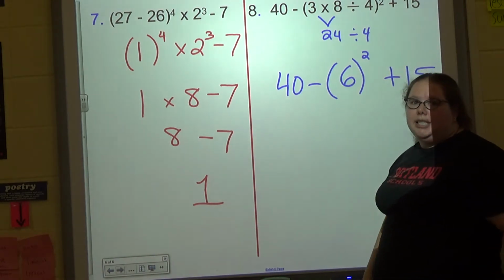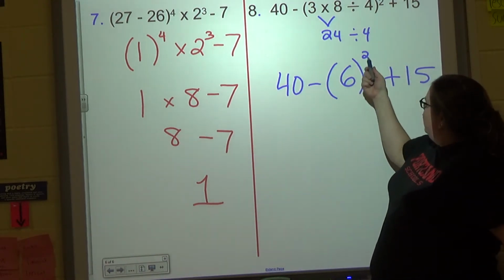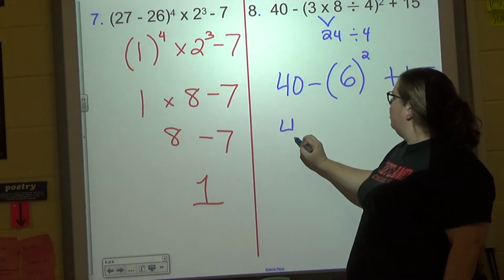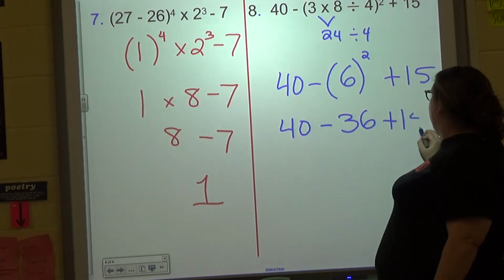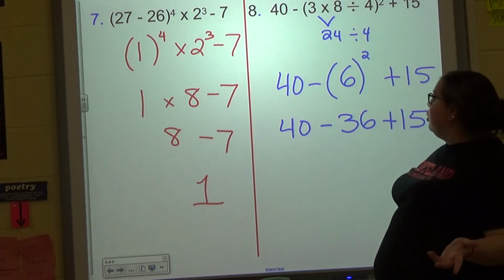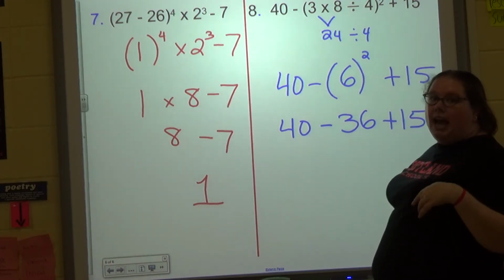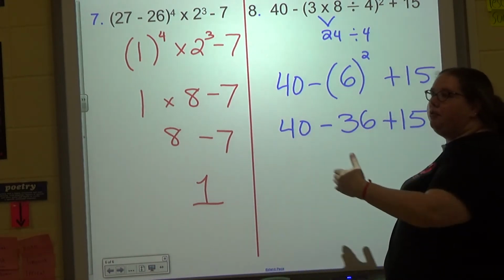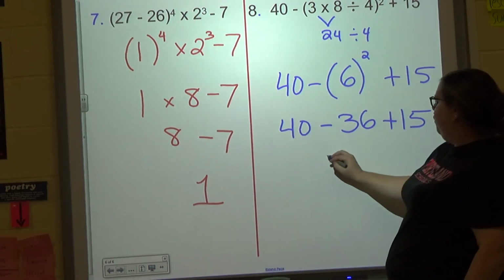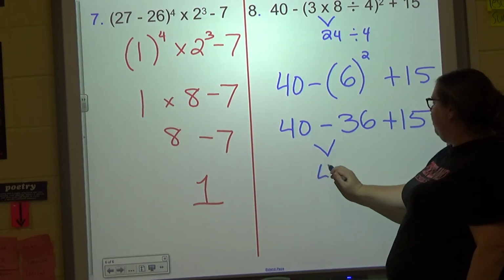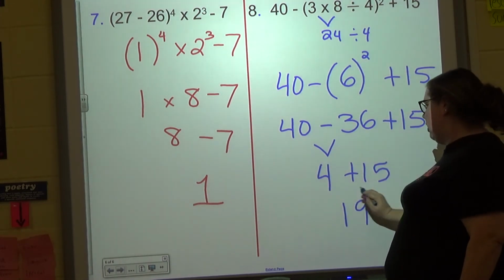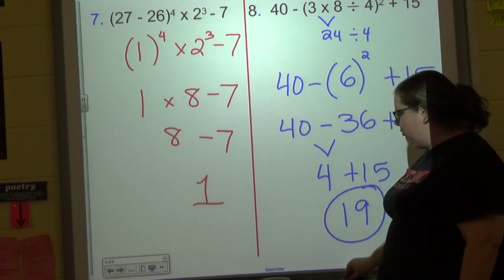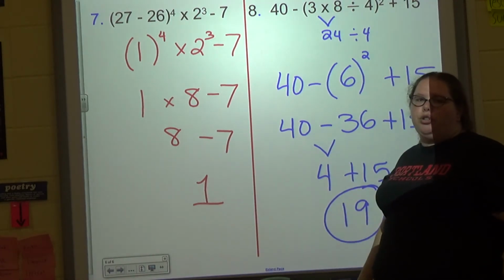So parentheses is done. Exponents, 6 squared, have to do that. 36. I don't have any multiplication and division, so we can skip that. And then adding and subtracting left to right. So start here, 40 minus 36 is 4, plus 15 is 19. And we're done. So that's all the types of order of operations.